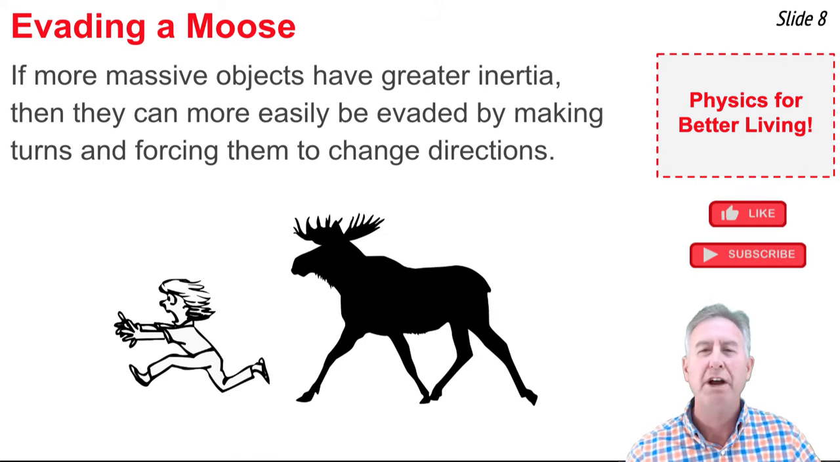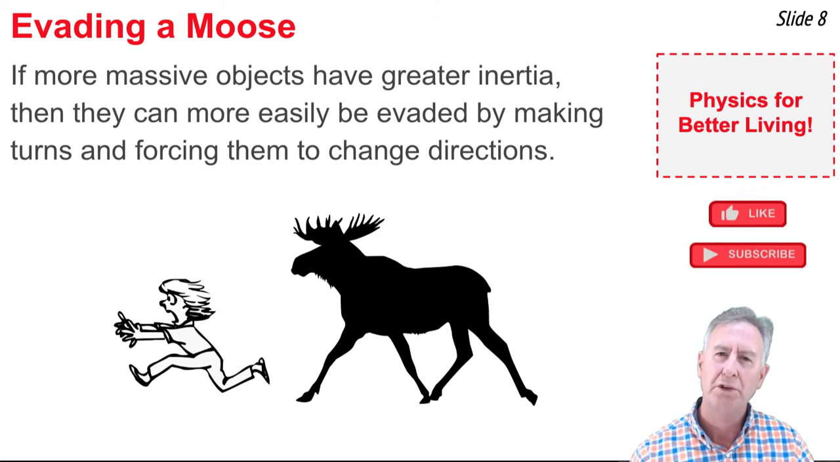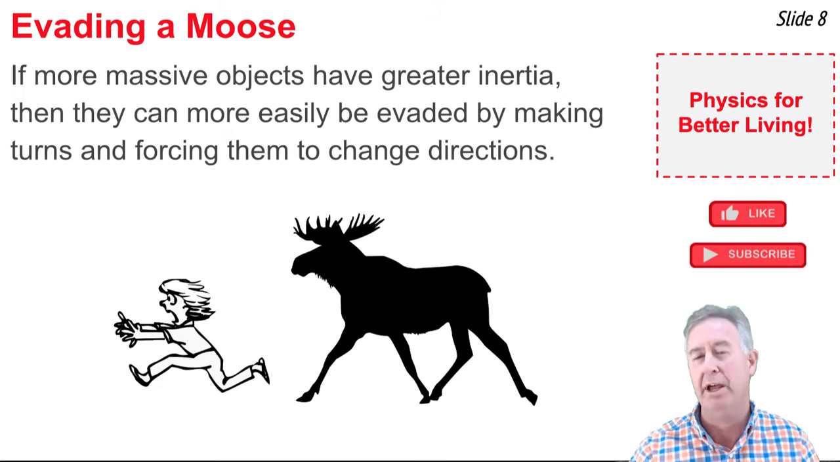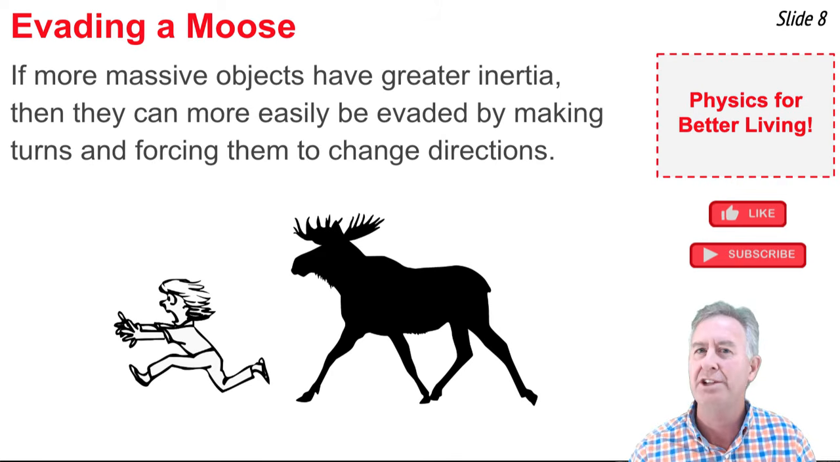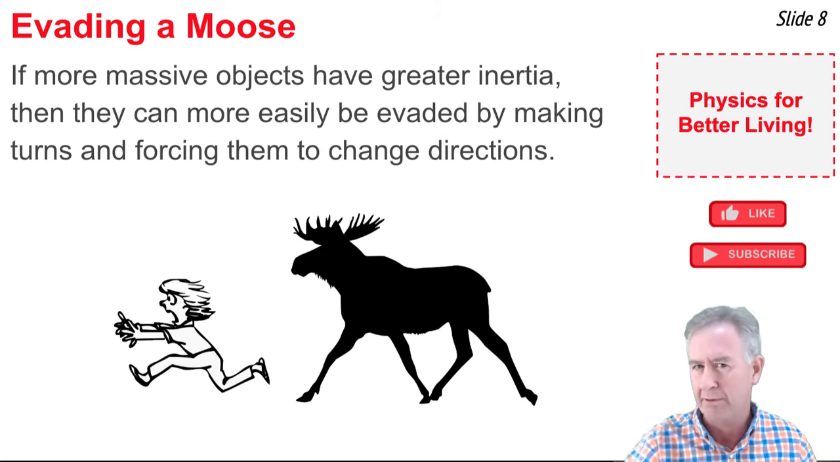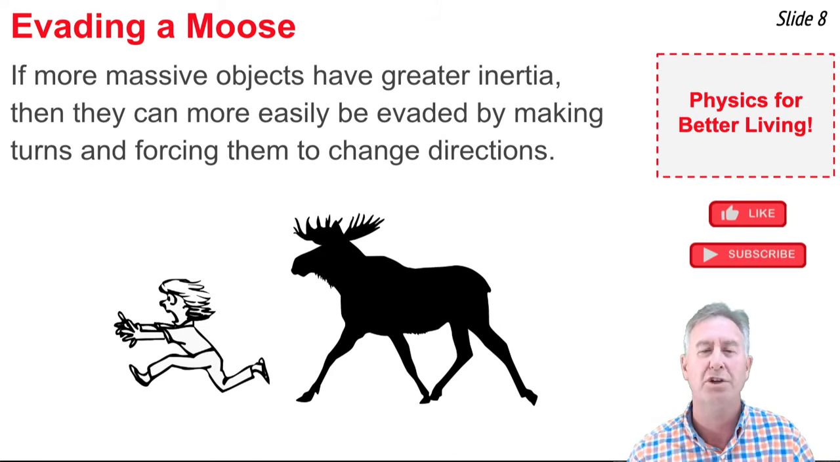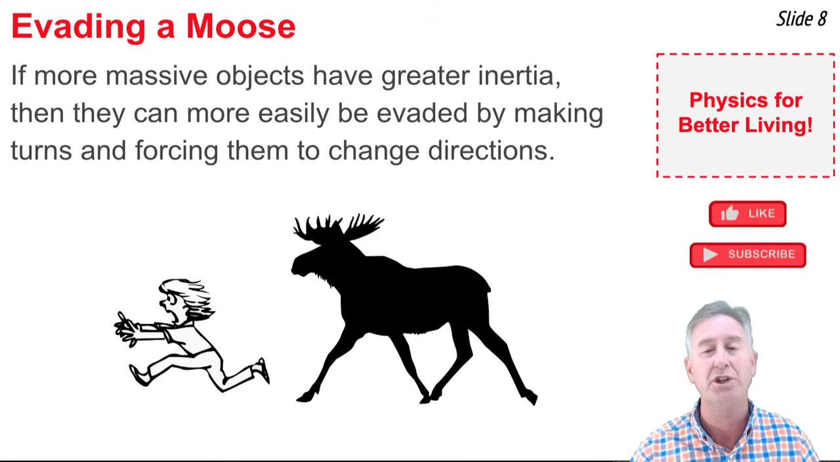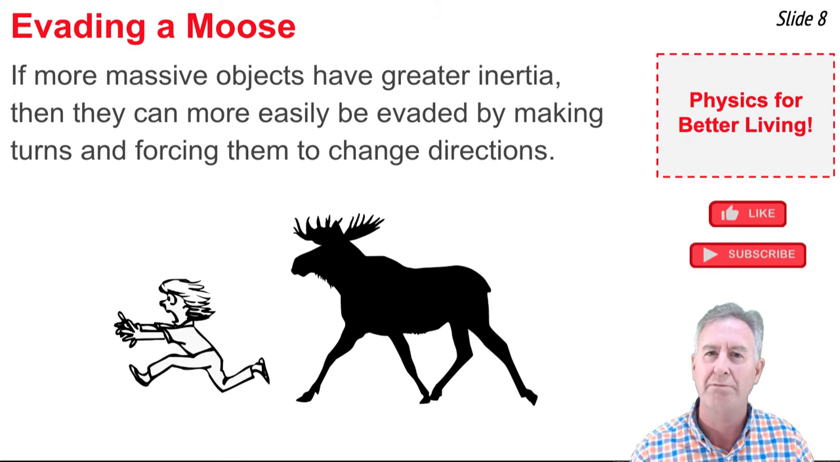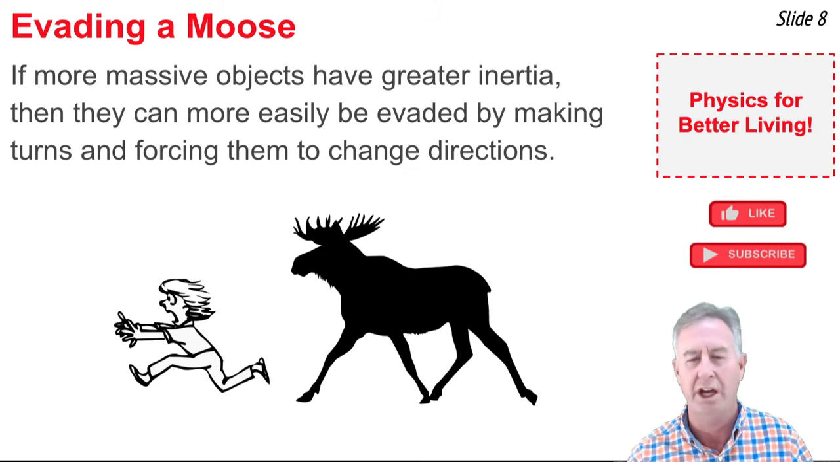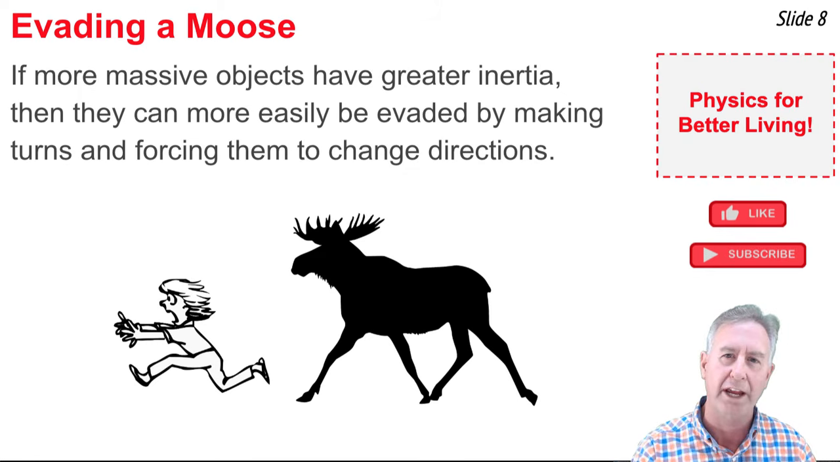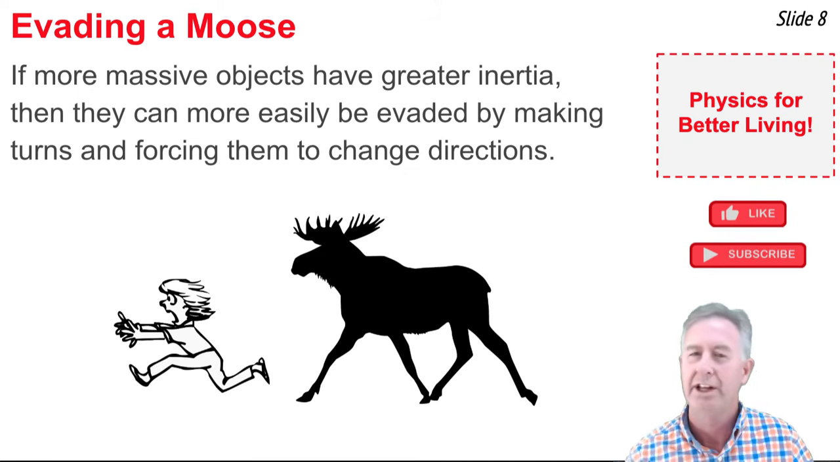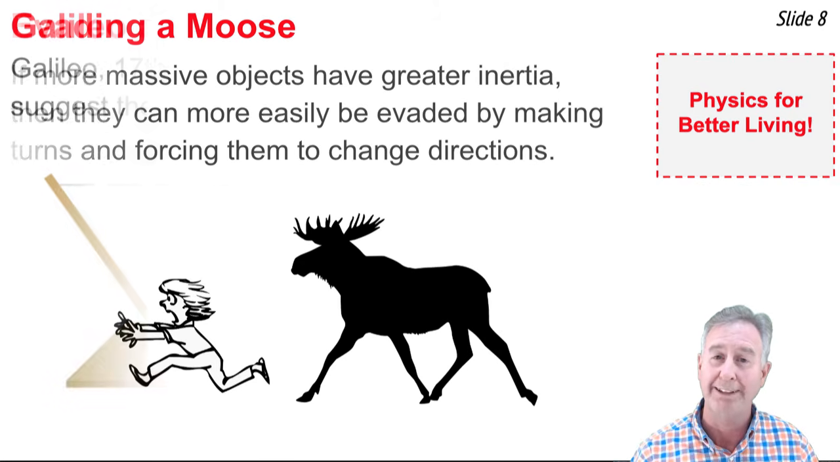Hey, if you're ever in the woods being chased by a moose, you can use its enormous mass to your advantage. You see, a moose has a lot of mass and therefore a lot of inertia, a tendency to resist a change in its state of motion. So all you have to do is make many sudden turns, and that more massive moose with its greater inertia will have a tendency to go straight while you evade the moose. Now that's physics for better living.